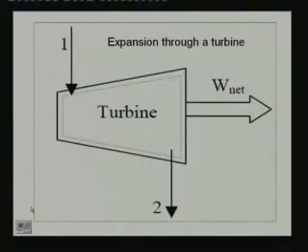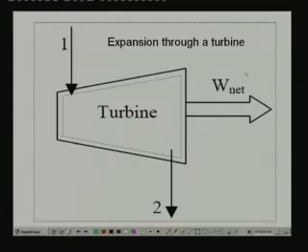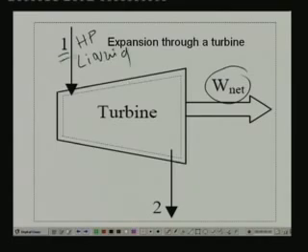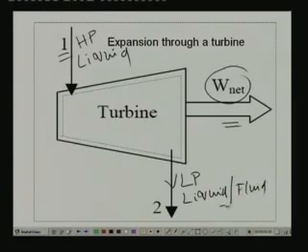So what does a turbine do? A turbine delivers a net work output. So if you are talking about a high pressure liquid at state 1, it enters the turbine and delivers net work output W net, and it exits the turbine at a low pressure. So low pressure liquid or low pressure fluid. We really do not know whether it is a liquid or vapor at this point.